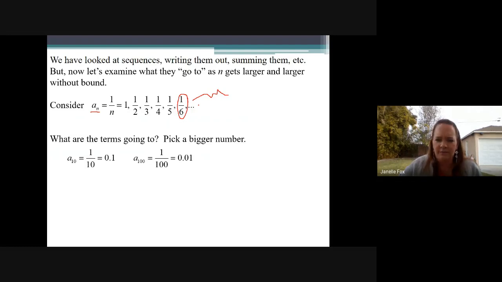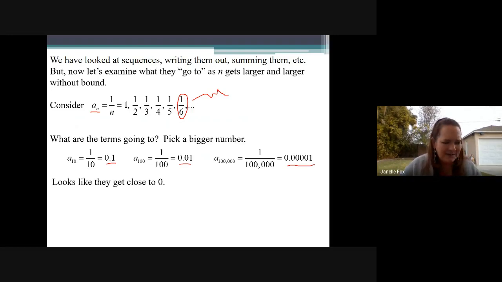Okay, I see what you're doing here, Mrs. Fox. What about a sub 100,000? It would be 1 over 100,000, which as a decimal would be 0.00001. If you were thinking about rounding these numbers, it could be something. What about this one? I feel like these numbers are basically 0, right?